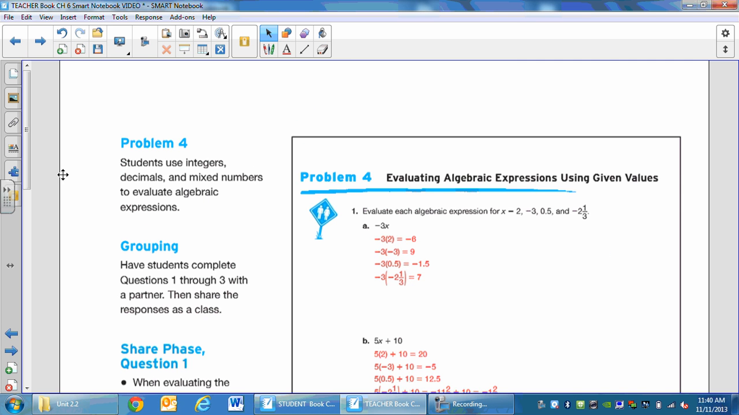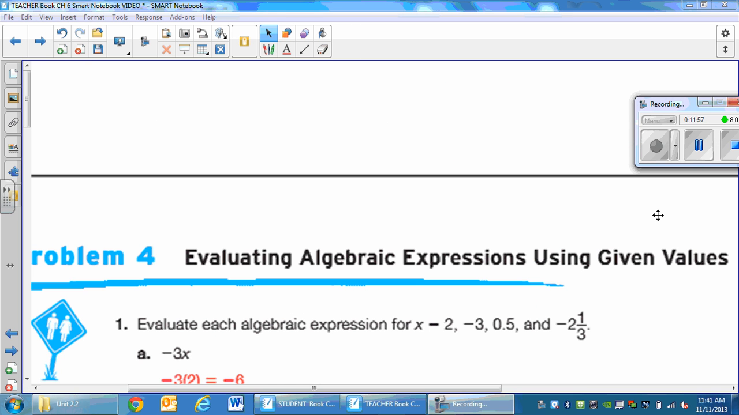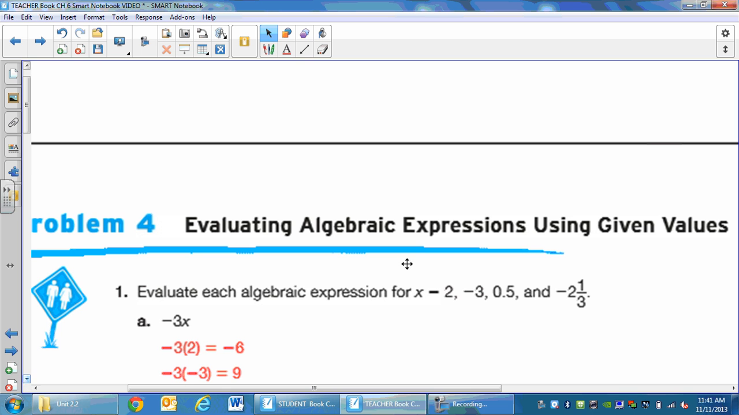So if we look at the next page, it'll show us problem 4, and it wants you to solve for x equals 2, negative 3, 1/2 or 0.5, and then negative 2 and 1/3. So for A, B, C, and D on this page 300, you need to plug in for all of those. So first I would plug in the 2, solve, get negative 6, then I would plug in the negative 3 and get a positive 9. Negative times a positive is negative, negative times negative is positive. And then next you'll plug in 0.5 and so on.